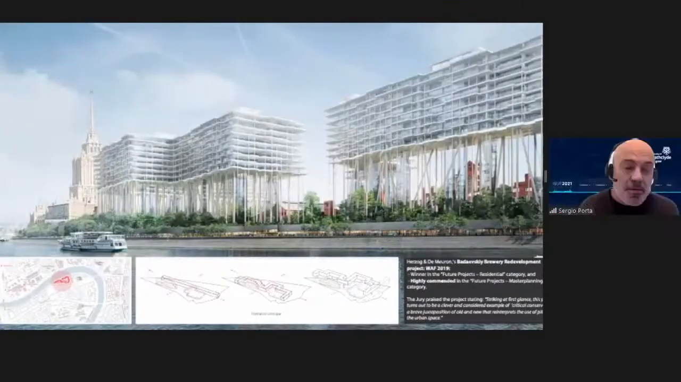Now, these patterns are not embedded, for example, in this design, and this is actually the design that won last year's WAF prize in Amsterdam, which is the World Architecture Festival, second prize actually for master planning. So this was in the category of master plan. This is Herzog and de Meuron.